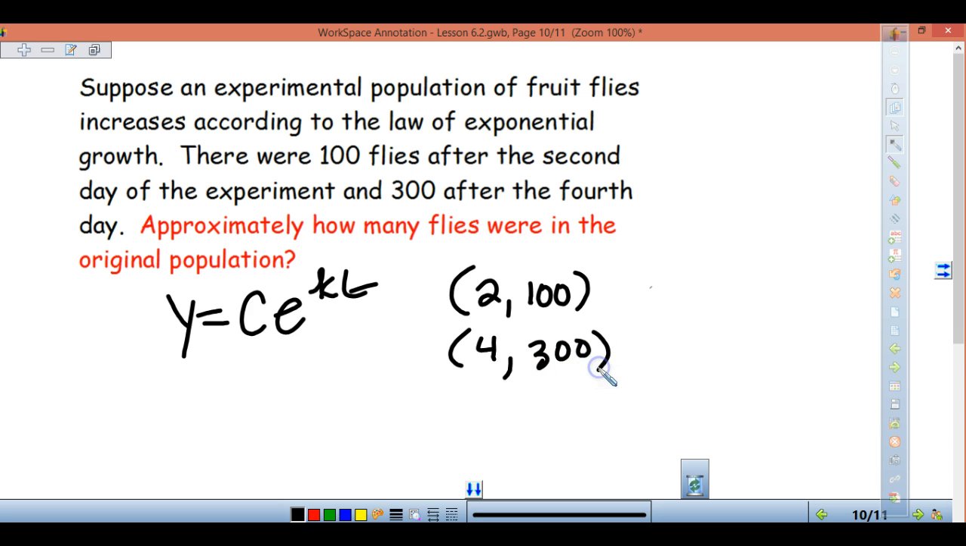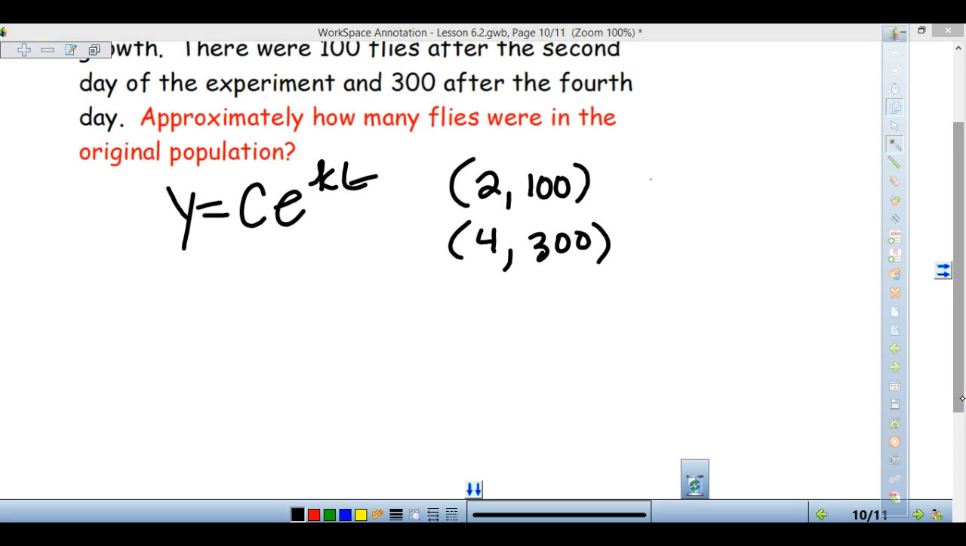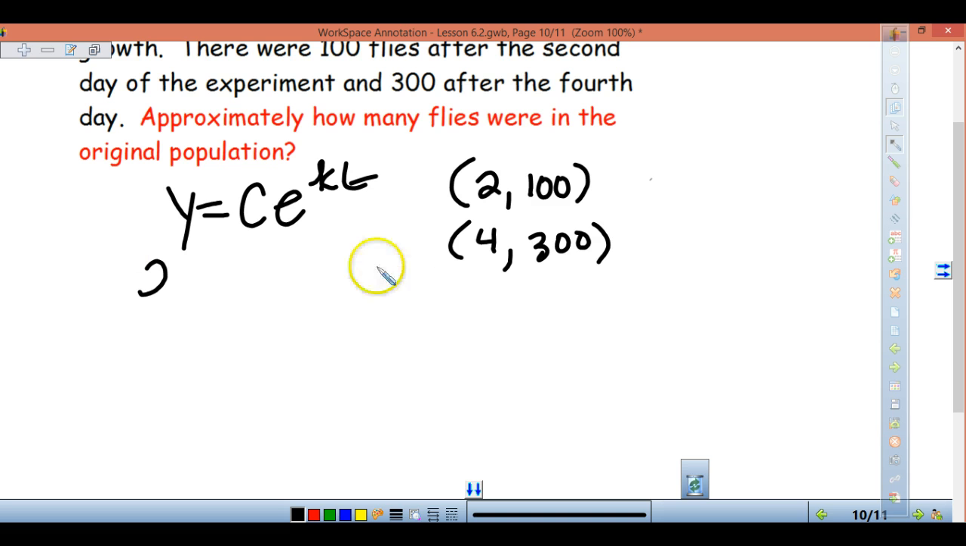The reason I want to talk about this is because algebraically, how do you get the c and the k? It's a little bit different than the last one. The question they want me to answer is approximately how many flies were there in the original population. It doesn't matter which one of these I start with first. If I plug in 100 for y and 2 for time, I want to solve for one of these variables. Since I don't have a 0 in there, this is just a little bit harder to work with. The easiest unknown to solve for would be c.